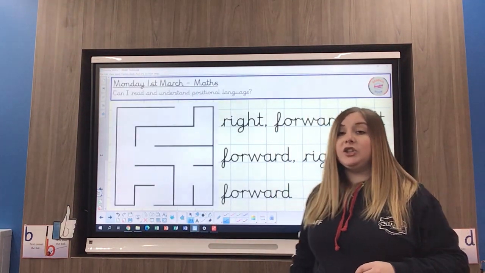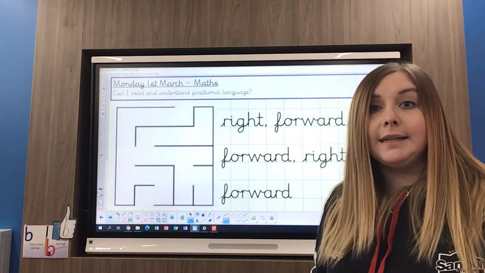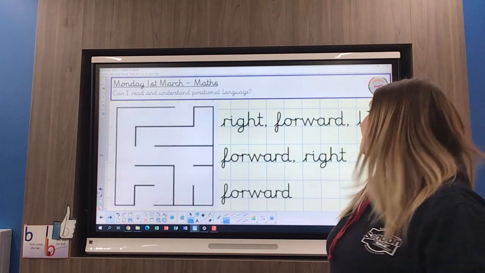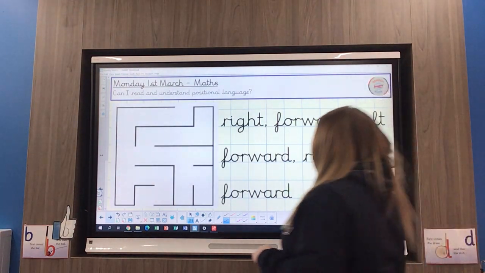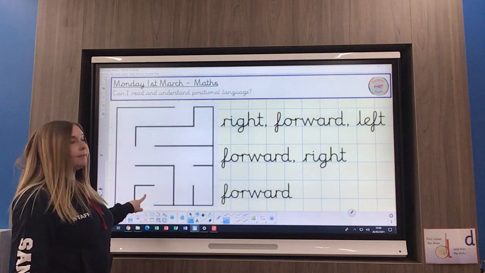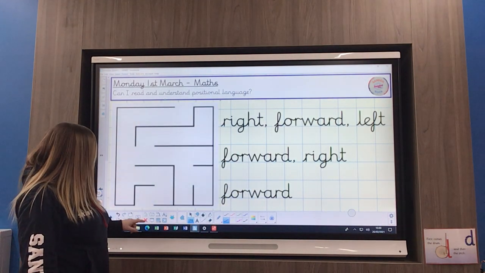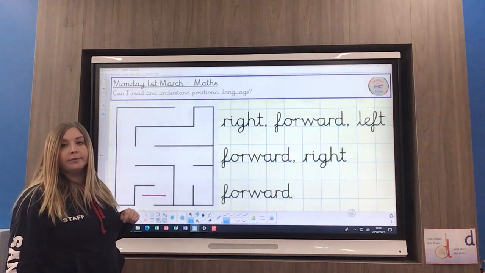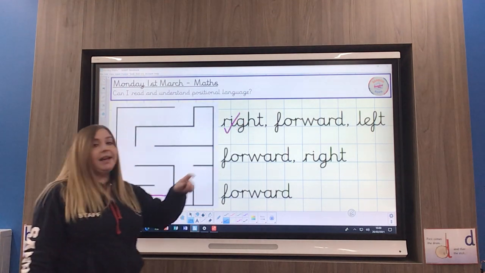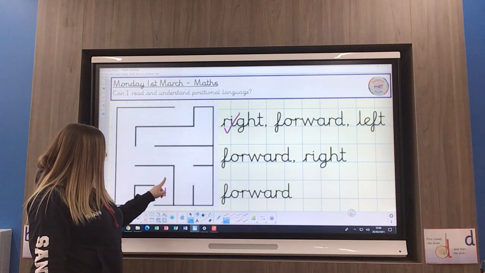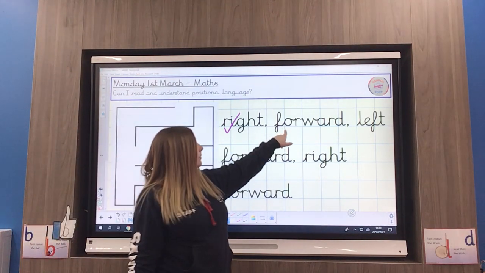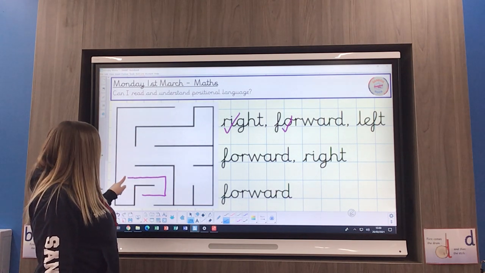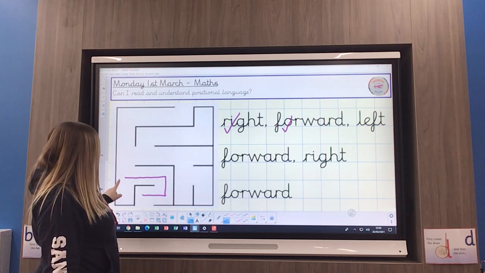And then your last question is a little bit like a maze. You've got to follow some instructions to get out of the maze. So I've got a maze and I've got some instructions, okay. So I'm going to start here. And it's firstly telling me to go right. So I've got to go right. Then it's asking me to go forward. Then I've got to go left. And once I've gone left, I've got to go forward again.